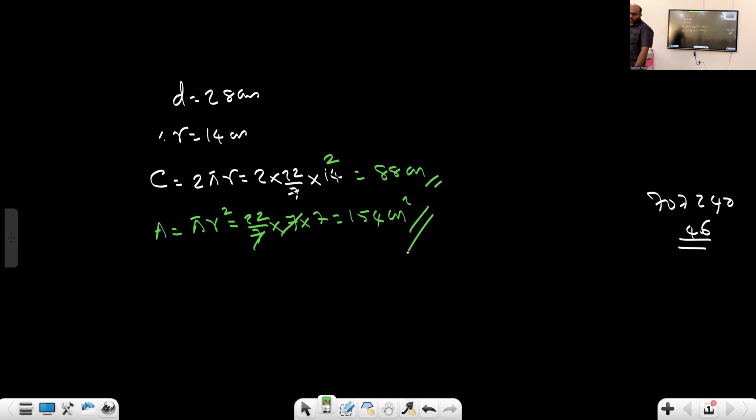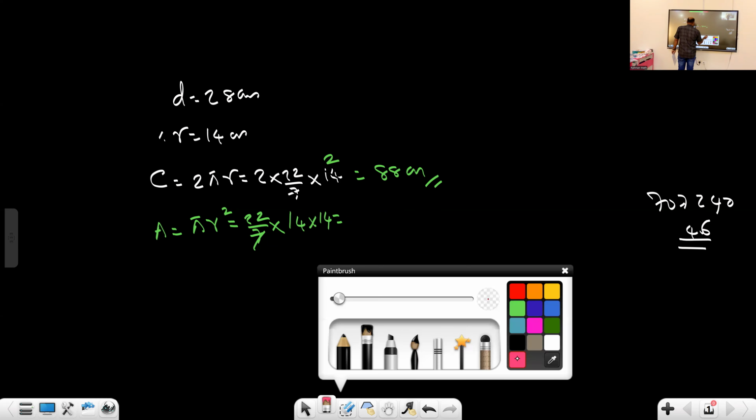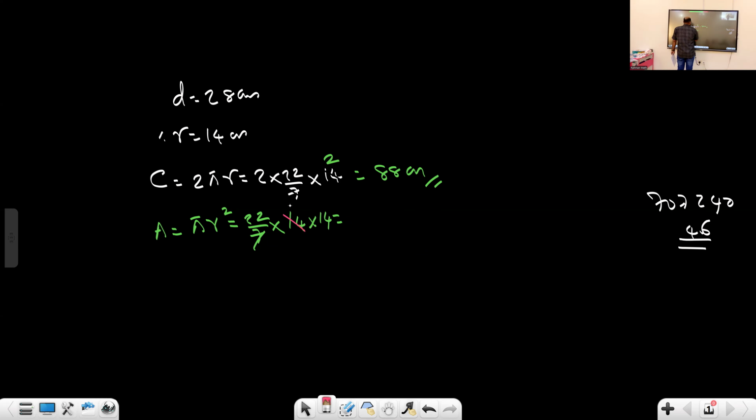Sir, which question is this? Sorry, this is 14, no? Radius is 14, sorry. Radius is 14. This 2 into 2, 44. How much is coming? Anybody done? 616 centimeter square. Easy question, rare chance only to ask. Sometimes they will ask in the basic paper.